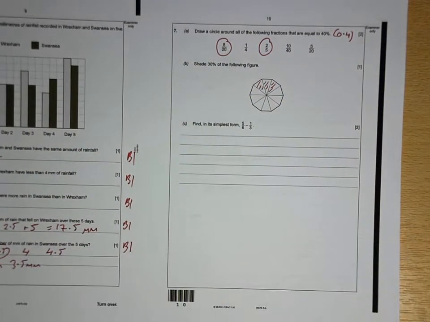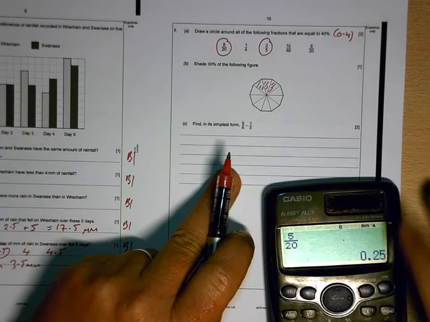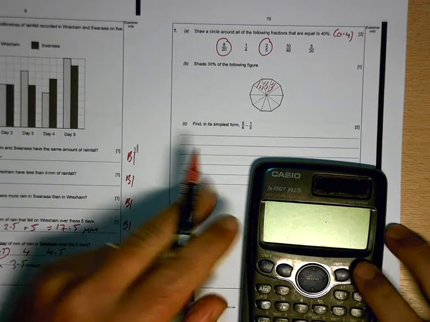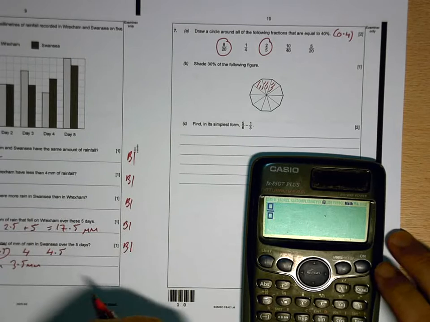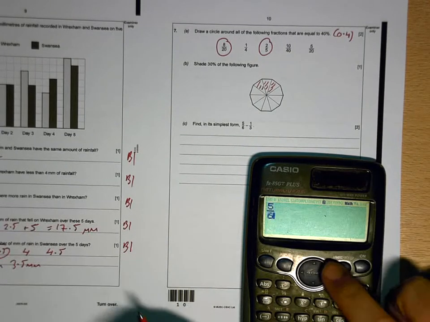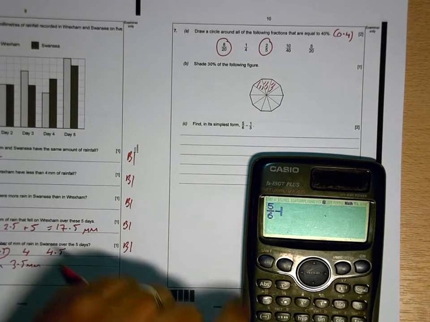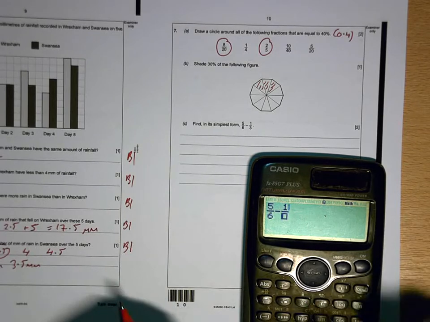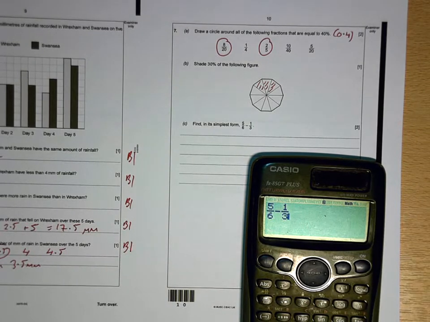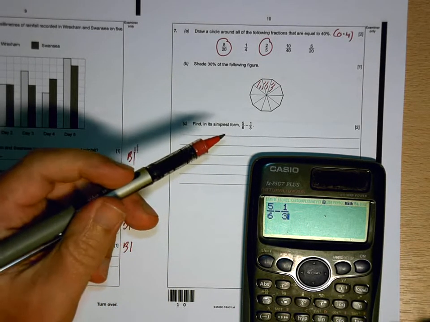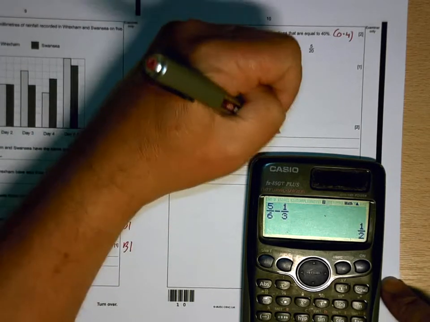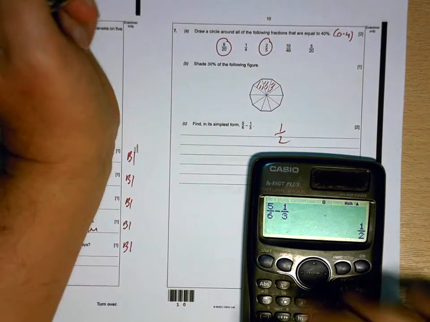And then for part C, again, this is a calculator paper, so use your calculator. 5/6 take away 1/3. Okay, so you typed it into your calculator exactly as you see it, press equals, and the answer is 1/2.